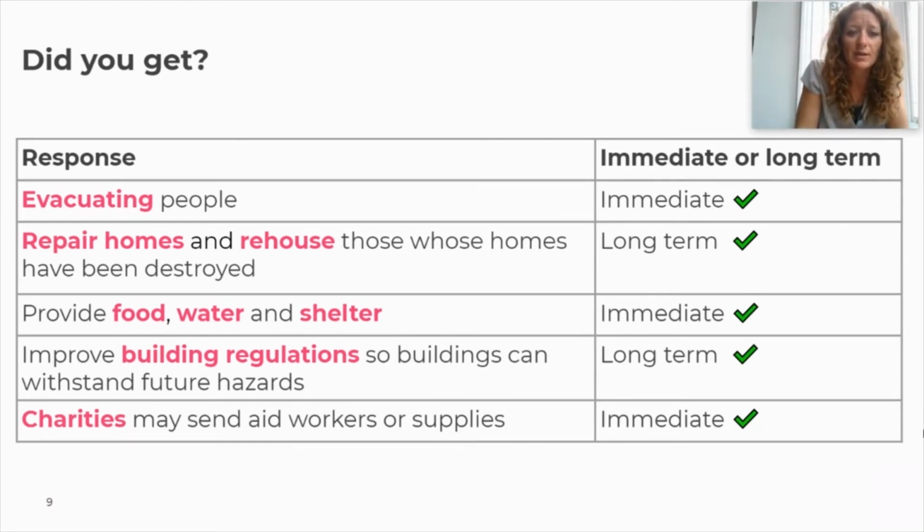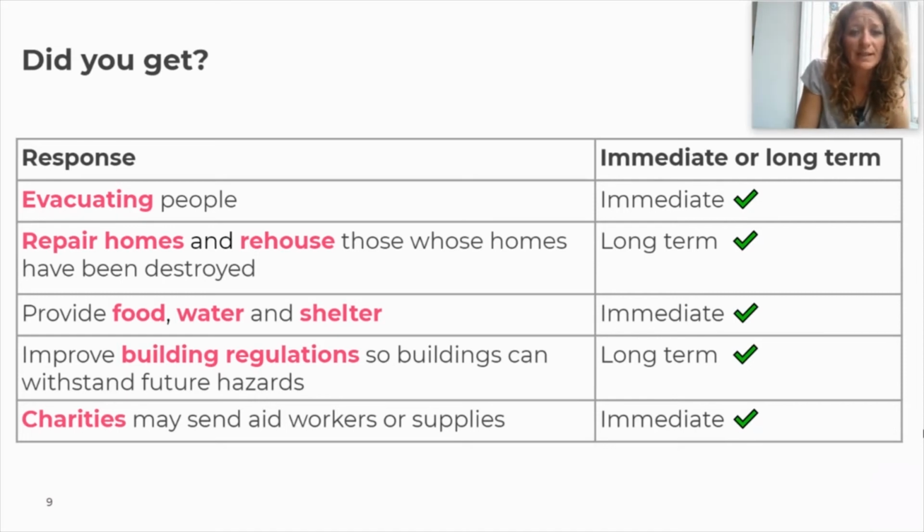Provide food, water and shelter. Now, they are the basic 3 human needs. And without food, water and shelter, people die. So that's an immediate response. Now, often when there's been a tectonic hazard like an earthquake, the type of shelter that might be provided might be tents. It could be temporary accommodation. But it is something that we do for people as soon as possible after a hazard.